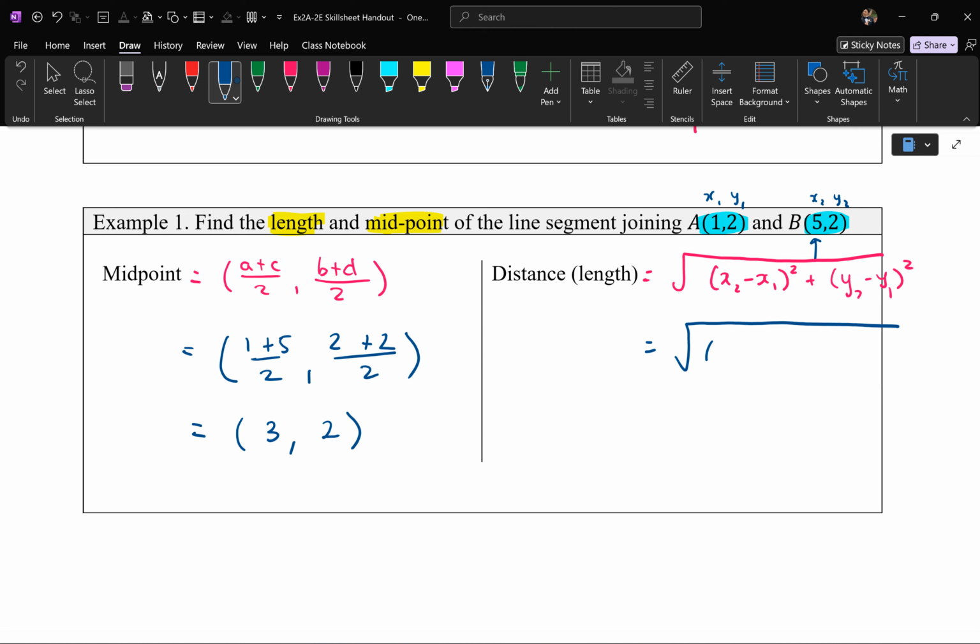So here I would then do, what's that? X2 is my 5 minus 1 squared plus y2 is 2 minus 2 squared. Let's see what that works out to be. 5 minus 1 is 4. 4 squared, what does that give me? Let's go with Christina. Christina? 5 minus 1 squared. 16. Very good. 4 squared is 16.